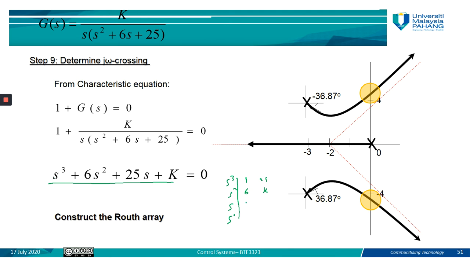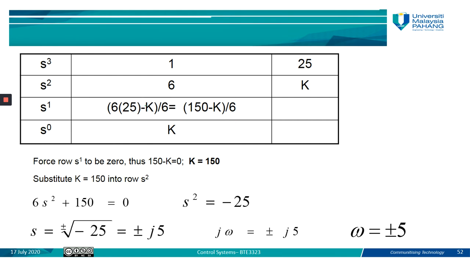Then here we have 6 times 25 minus 1 times k, over 6. So we will have this Routh table here. The entry is (150 minus k) over 6, and here we have k. If k equals 150, this will become 0, so we have an entire row of 0. If k equals 150, the last entry will also be 0.